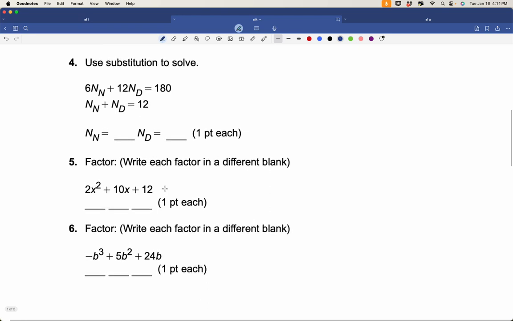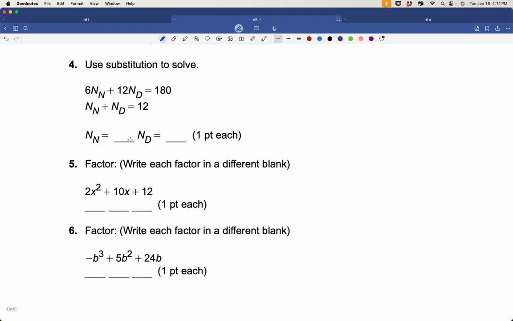All right, we're going to do the same type of thing with number 4, except that we don't have a substitution value ready. So I'm going to subtract ND from both sides, which means my substitution value is NN is equal to 12 minus ND. And I got that by just subtracting ND from both sides, right? So that gave me this. So this is my substitution value for NN.